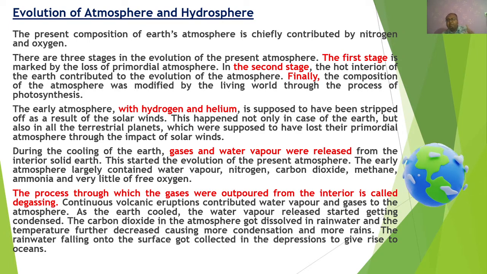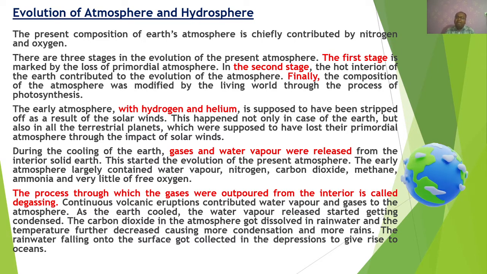The first question that will come to your mind is that hydrogen and helium were the two important gases, but present day Earth has two important gases, nitrogen and oxygen. So how did they come? We have distinguished it in three stages. The first stage is marked by the loss of the primordial atmosphere. In the second stage, the hot interior of the Earth contributed to the formation of the atmosphere. And finally, the composition of the atmosphere. That means when the Earth started solidifying, slowly all the harmful gases escaped from the primordial atmosphere. Primordial atmosphere means an atmosphere having no layers.